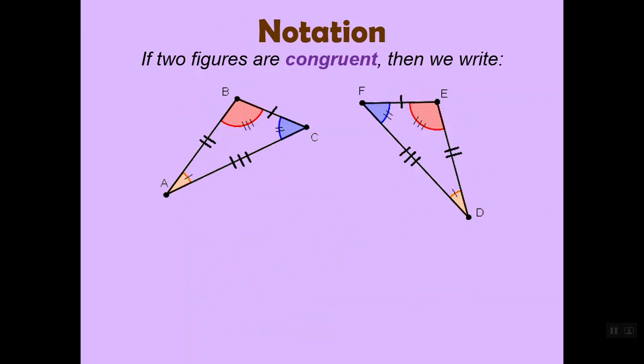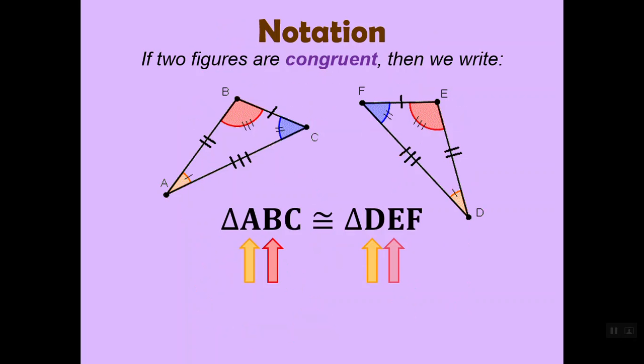Now, when we write that two figures are congruent, we write the name of the figure and we put this symbol in between. It looks like an equal sign with the squiggle over the top. Triangle ABC is congruent to triangle DEF. You can see that we have to line up the vertices in the way that we write the name so that the matching vertices with the same angle measure are in the same spot in our name. You can see that A and D are each listed first, and those are equal in measure, and B and E are equal in measure, and so those are both listed second, and C and F are also equal in measure, so those are listed third.